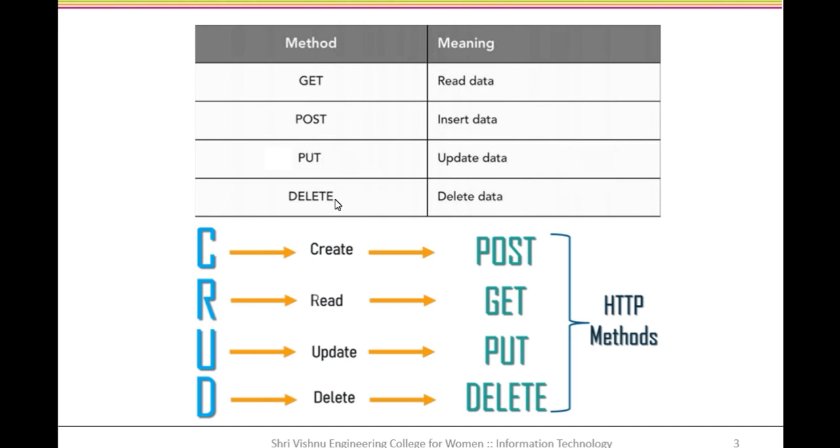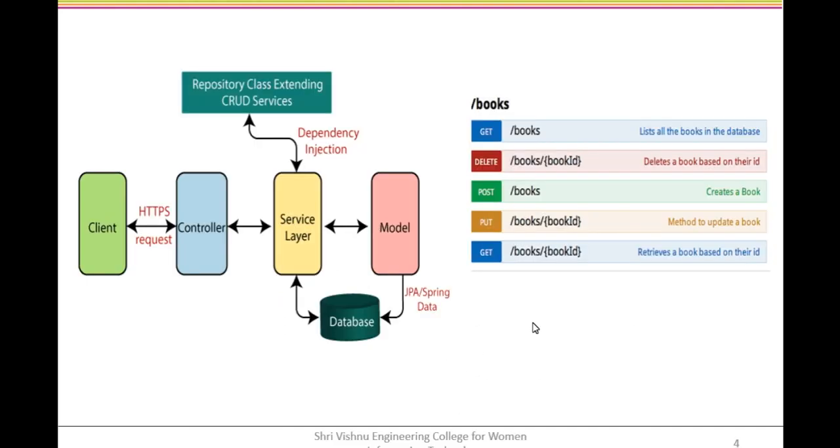These HTTP methods can also be mapped to the database or Java Persistence API CRUD operations. The POST request is mapped to creating an entry in the database, GET is used for reading the entries from the database, PUT is used to update the entries in the database, and DELETE is used for deleting the entries from the database.